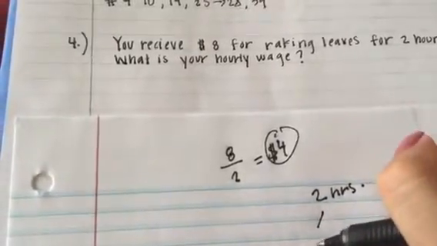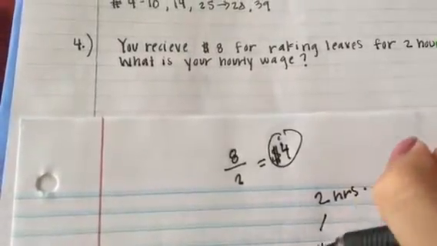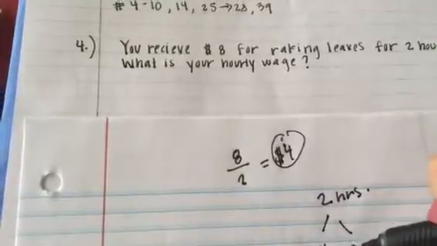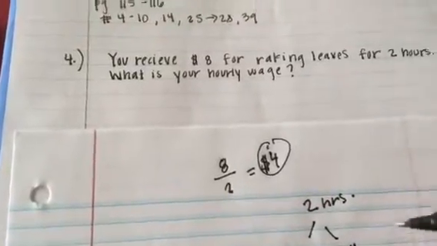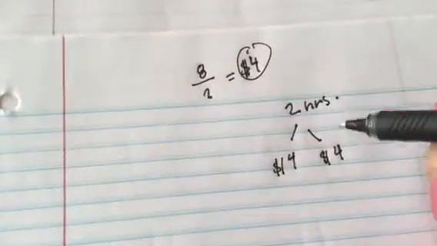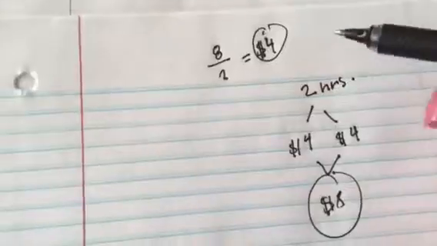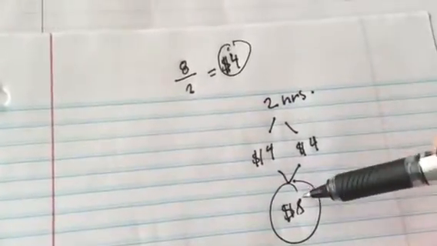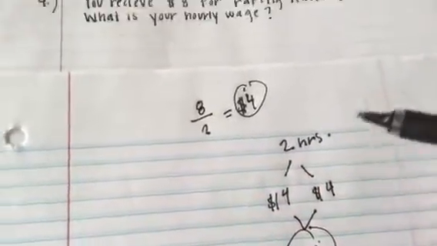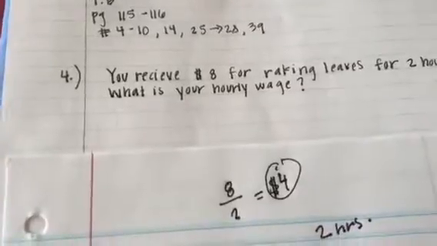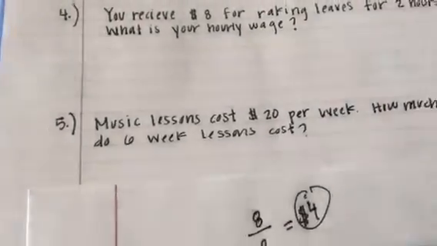So 1 hour is $4, right? Plus another hour, that makes another $4, and together this makes $8. And this is actually the same as this number, so it makes sense. Now the next problem. Number 5.